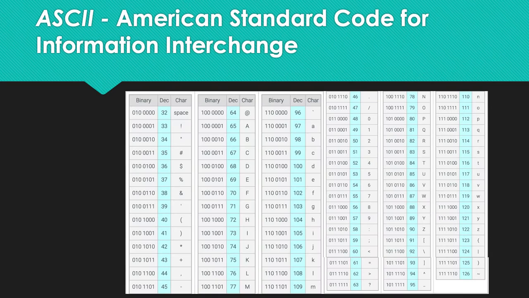Just for your info, here we have the list of ASCII, which is the American standard, for each letter on the keyboard. Take note that they do have different types of binary or ASCII for other languages. It could be Arabic, Hebrew, Thai, or Japanese. So they have all the lists.